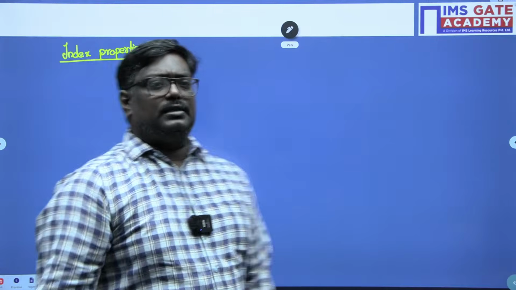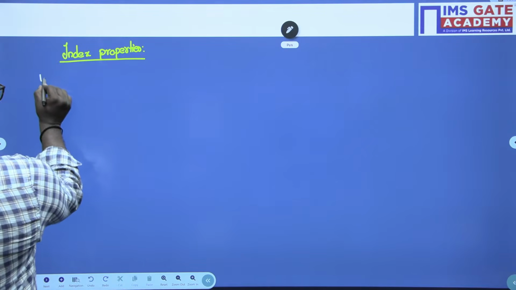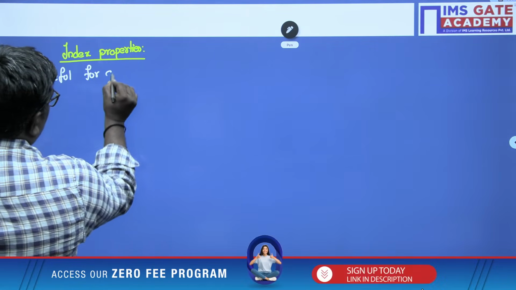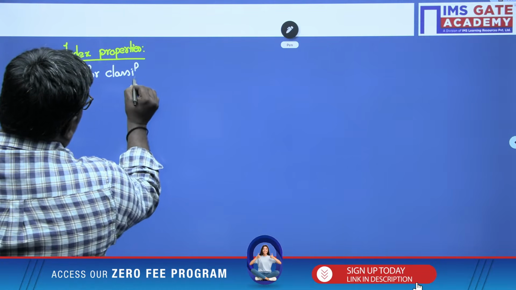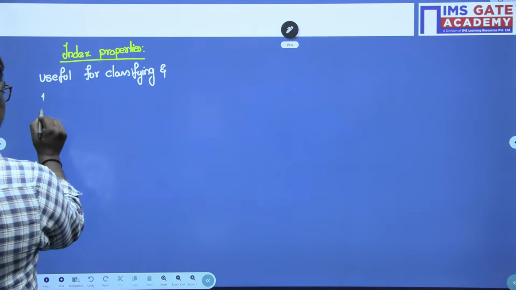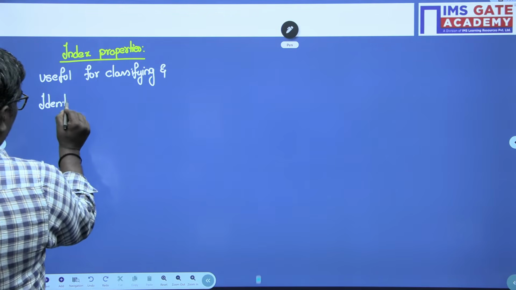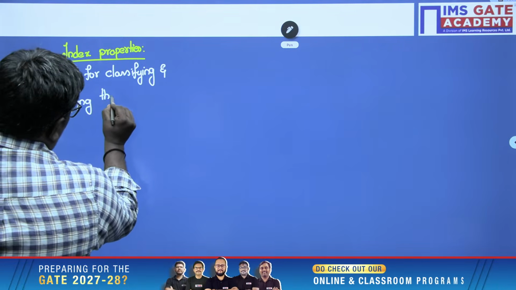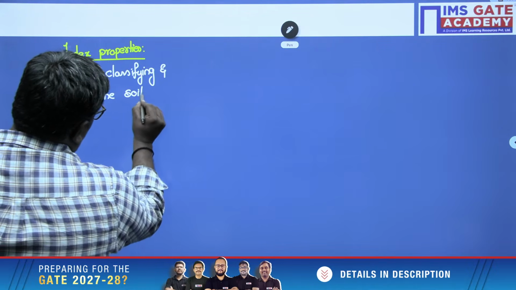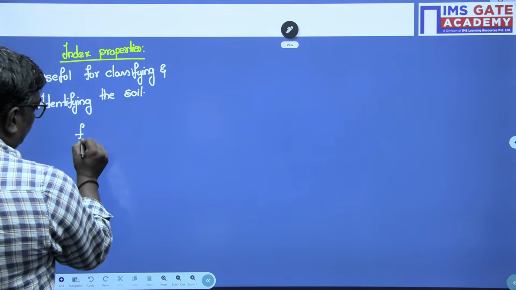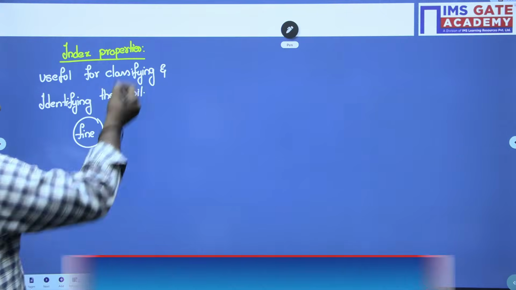So what is index properties? Why do you want to study index properties? Index properties are useful for classifying and identifying the soil. Basically there are two types of soils, right? And index properties also give you a rough estimation about the engineering properties.